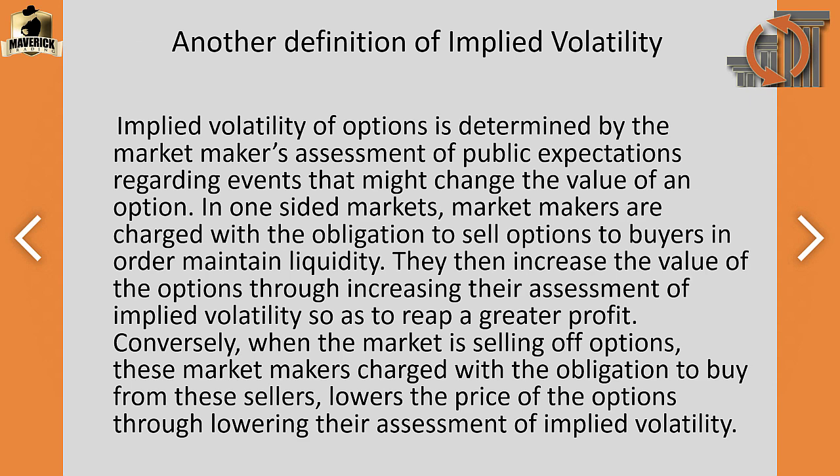Alright, this definition is a little bit more clear. Implied volatility of options is determined by the market maker's assessment of public expectations regarding events that might change the value of an option. Alright, so just that one sentence there, it's really determined by the market maker.